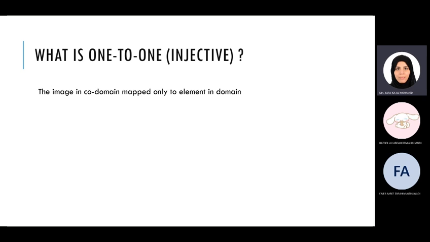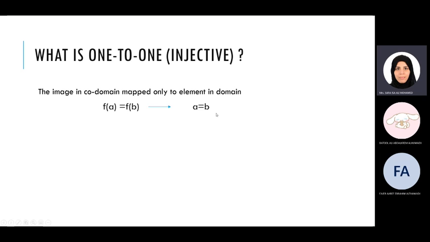Now, one-to-one means that an image in the codomain is mapped to only one element in the domain. What does that mean? Let's think about it in this implies statement, which we will use later on in the checking. If f(A) is equal to f(B), meaning we have the same image, because f(A) is the image of A and f(B) is the image of B, then A is equal to B. This means this image is mapped to only one element in the domain. This is the same definition, but in symbolic form.